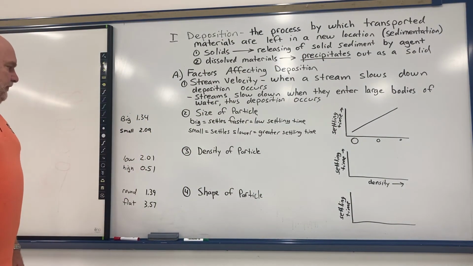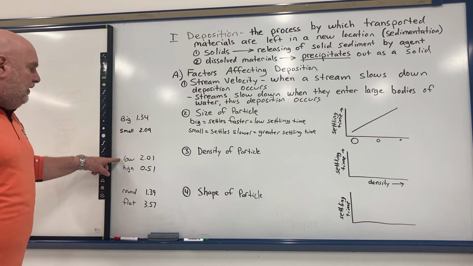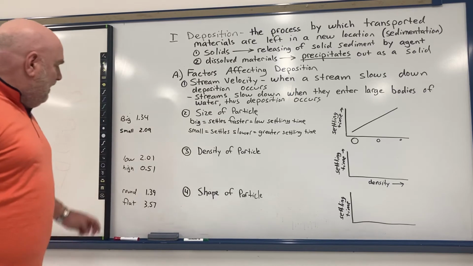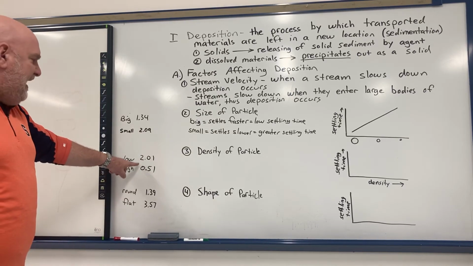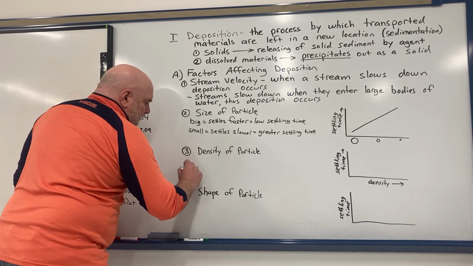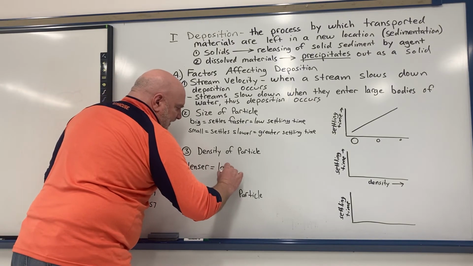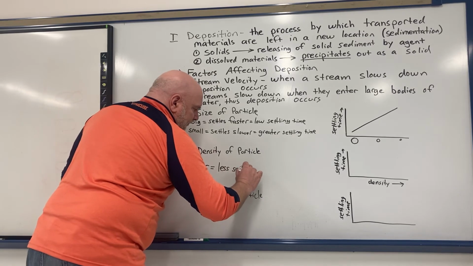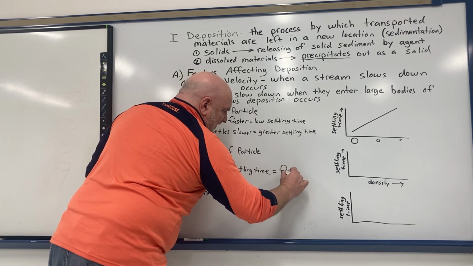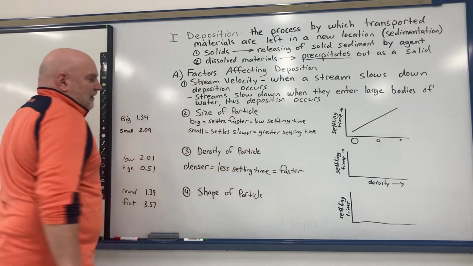All right. Density of particle. All right, so the low density one had a settling time of 2.01 seconds. The high density one had a settling time of 0.51 seconds. So that means the high density one settled faster than the low density one. So for density of particles, the denser it is, it's going to have less settling time. And that means it's traveling faster. All right? So the denser it is, the faster it goes, the less time it takes.